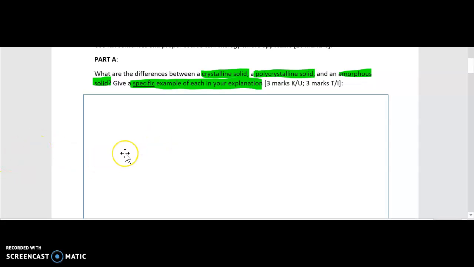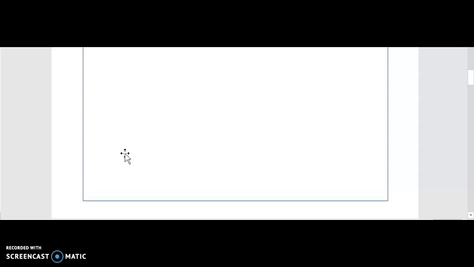You are welcome to sketch them as well. I know some people like to do that. That's why the box is pretty large. You can sketch them out at the bottom if you just want to show how the atoms are arranged in each one.